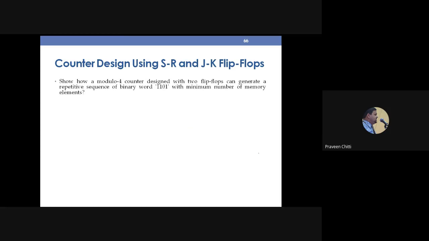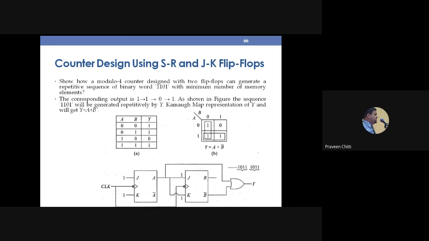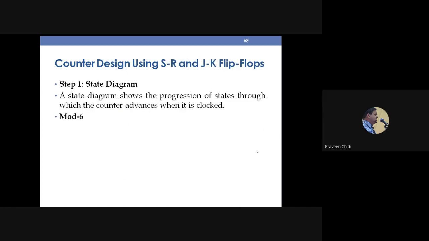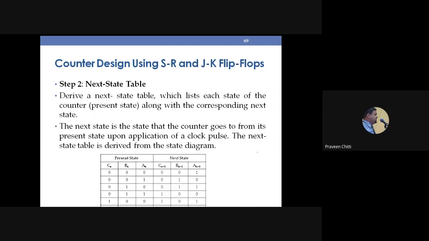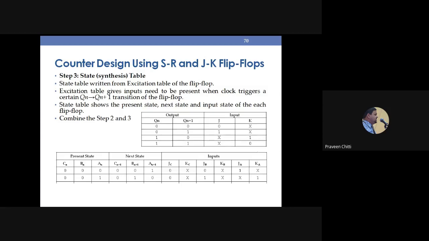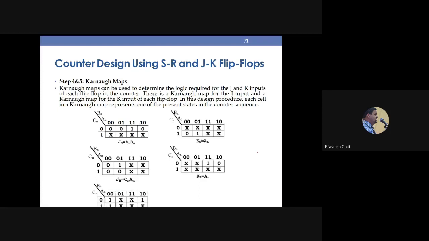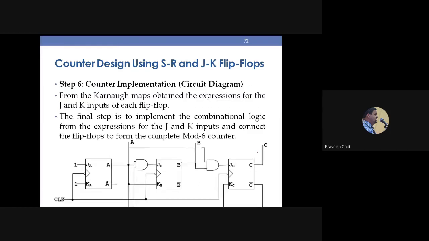So like this, there are so many examples given here. I want you people to go through this. This is the lab experiment which you will be doing in your lab. Then some of the examples: I want you people to design this mod 6 counter. This is what is given. You can work it out and get the K-map. The same thing is explained, I don't want to go into details again. Same procedure you have to use, and you can draw the logic diagram.